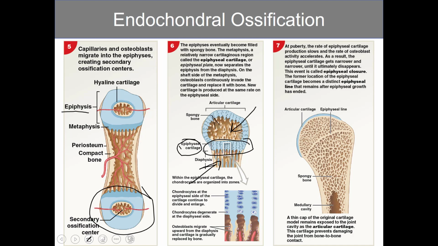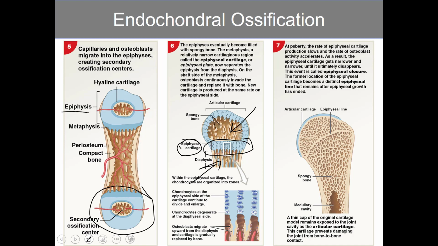At some point around puberty, the rate of epiphyseal cartilage production starts to slow, while the rate of osteoblast activity speeds up. As a result, the epiphyseal cartilage gets narrower and narrower until it ultimately disappears. The disappearance of the epiphyseal cartilage is referred to as epiphyseal closure.